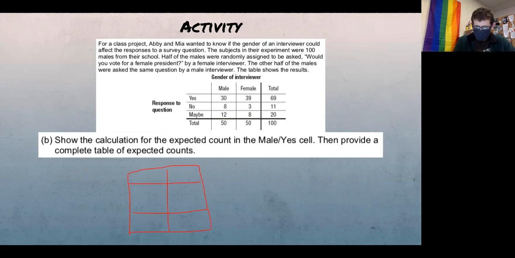So what I want to do to find expected counts is, for this cell right here, which is the top left, I want to take the row total, 69, times the column total, which is 50, multiply those together. So that's going to be 69 times 50. And then I want to divide that entire thing by the total amount, the bottom right cell. I'm going to divide that by 100. And so we can do that real quick. And that should be 34.5.